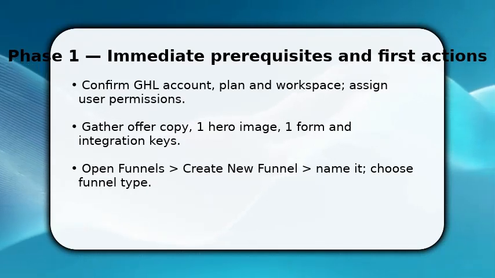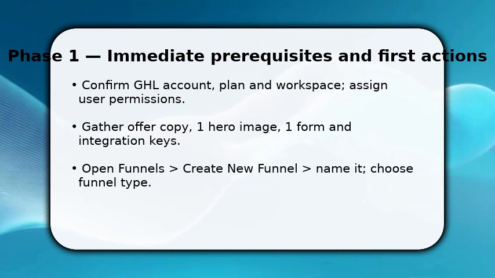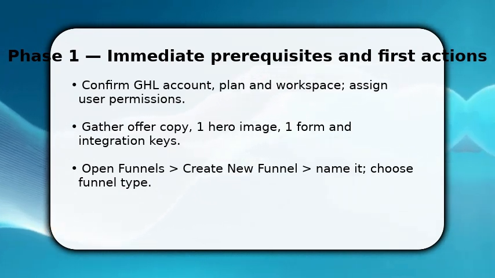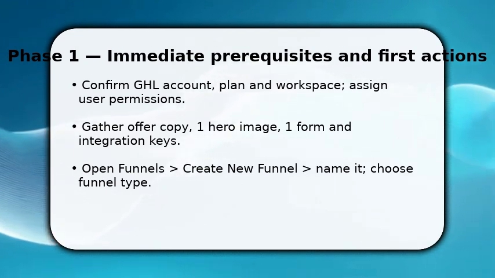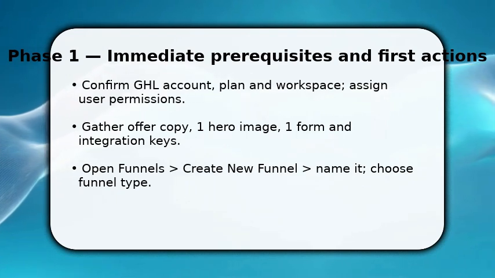You start by confirming essentials. Your GHL account, workspace, and permissions must be ready. Once done, prepare the offer copy, one hero image, and form fields. This speeds building. Now open funnels, click Create New Funnel, give it a clear name, and select the funnel type. You do this to ensure templates and tracking match the goal. Make sure integrations like SMTP and payment keys are accessible, because you will wire them in the next steps.